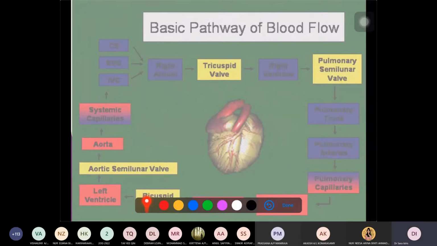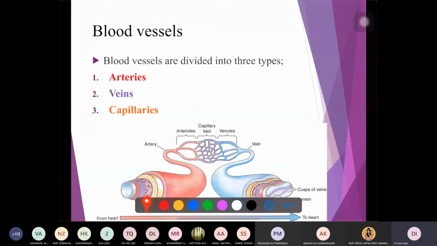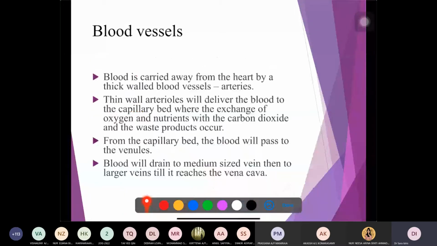Okay, so I hope you are able to appreciate that. Right, so blood vessels can be divided into three types: arteries, veins, and capillaries. They're different in architecture, and they're different in the kind of blood that they carry. Okay, so blood carried away from the heart is going to be carried by arteries. All right, so away from the heart is arteries, and these are thick wall blood vessels. Okay, and then from arteries, it will become smaller and smaller, and it will be called arterioles.